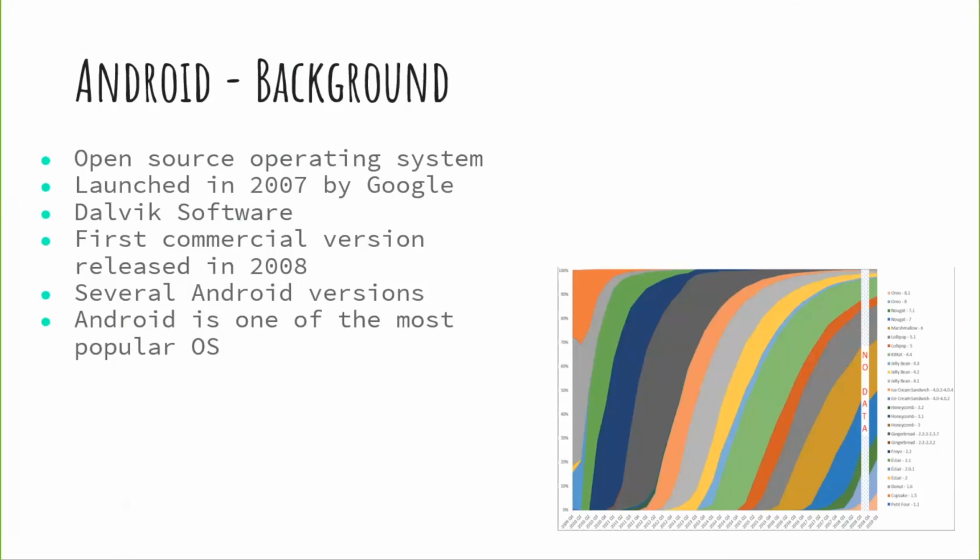The first commercial Android version was released on September 23, 2008, and it was called Android 1.0. Other versions are Android Cupcake, Donut, Gingerbread, Honeycomb, Jelly Bean, Kit Kat, Lollipop, Marshmallow, O or Oreo, Pie, among others. Android is known as the most popular operating system for smartphones nowadays.